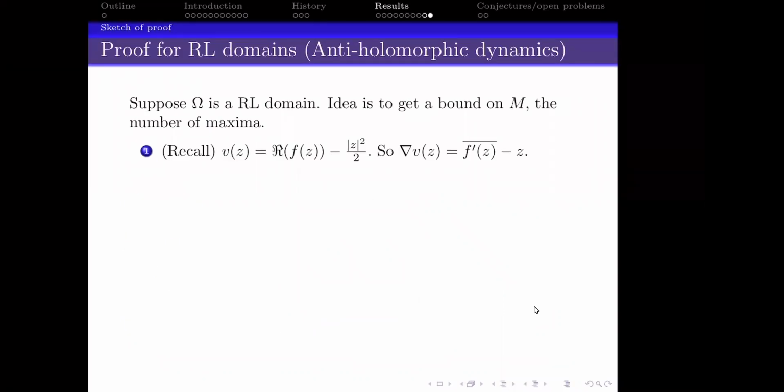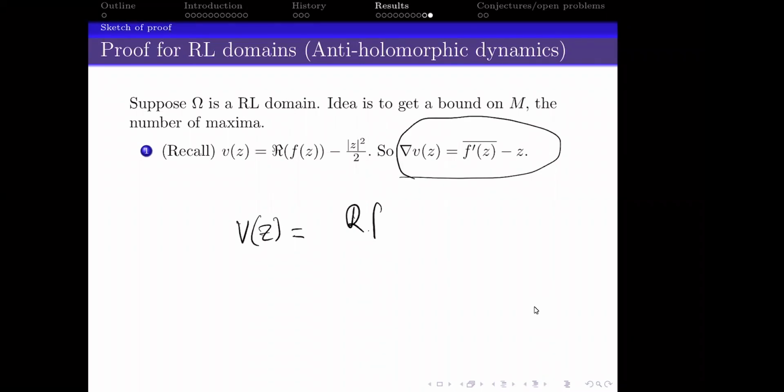I'll just finish in 1 minute. So what is the idea in an RL domain? I'll just recall that in an RL domain, the landscape function was the real part of f minus |z| squared. So you look at the gradient. If you take this portion of the gradient, you will get f prime bar, and the gradient of |z| squared by 2 will be z.